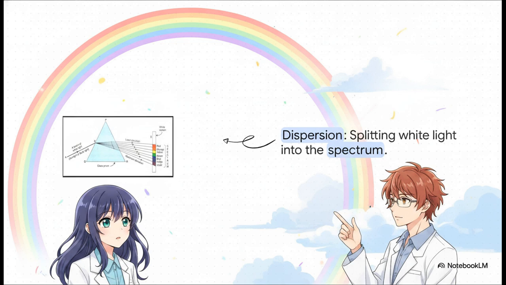Red light travels the fastest through the prism, so it deviates the least. Violet light is the slowest, so it bends the most. This separates the white light into a beautiful expanding band of 7 colors: violet, indigo, blue, green, yellow, orange, and red. The classic Vibgyor spectrum.